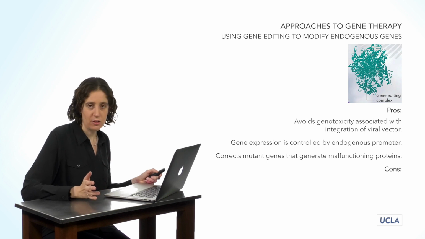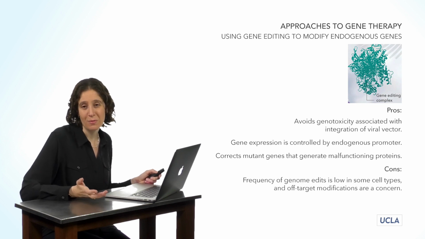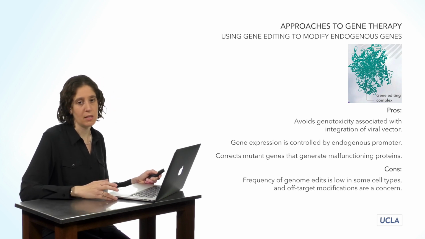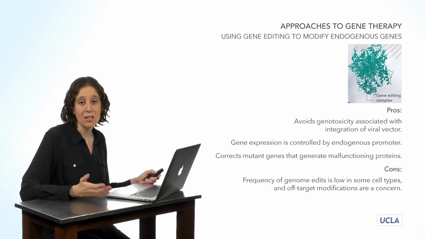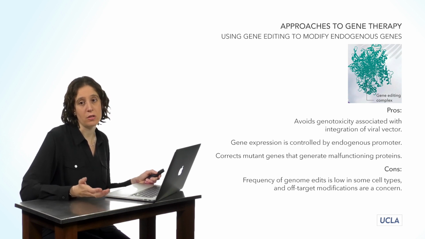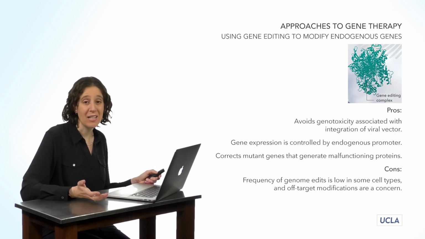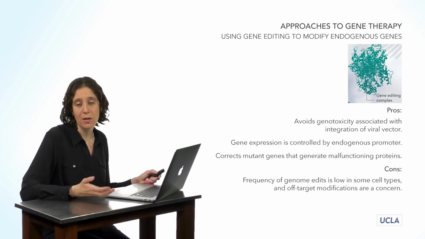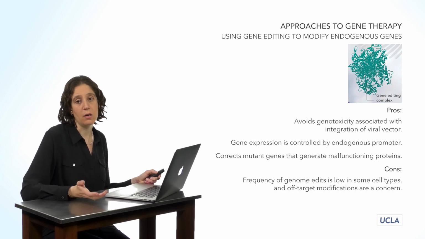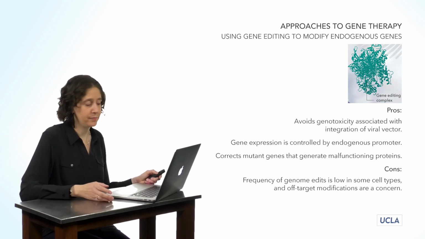Two major disadvantages are that, first, the frequency of genome editing is low in some cell types. And then second, off-target modifications are a major concern. Sometimes you can get double-stranded breaks at unintended locations in the genome, and if this happens, you could be introducing unwanted mutations into the genome.